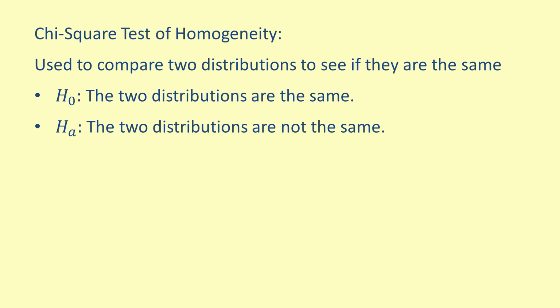Sometimes we may want to compare two distributions to see if they are the same. The way to do this is with a test called the chi-square test of homogeneity. The null hypothesis H sub 0 of the chi-square test is always that the two distributions are the same, and the alternative hypothesis H sub A is always that the two distributions are not the same.